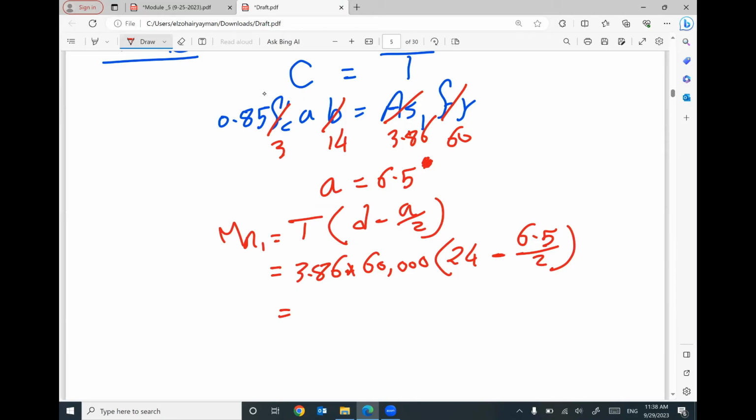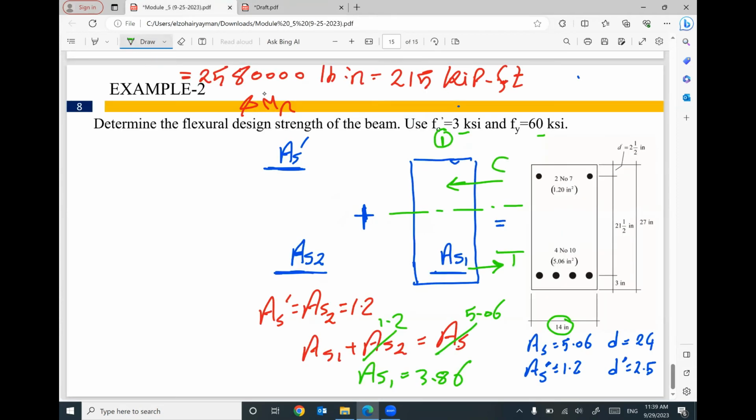Divide by 12,000. I got 400 kip-foot, 400.6. This is for the first part. For the second part, this part, the distance between the two forces, d minus d prime.